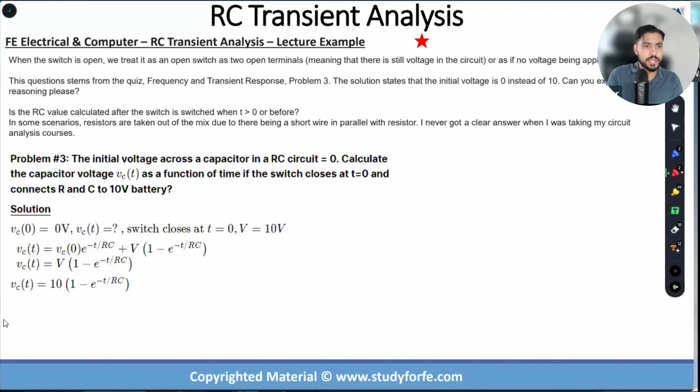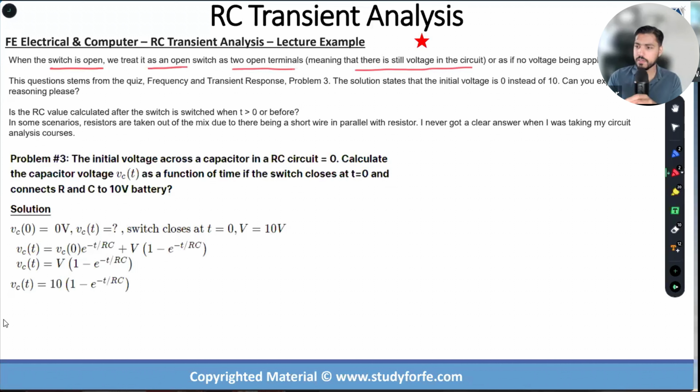The student is saying that when the switch is open, we treat it as an open switch. There's no rocket science, pretty simple, straightforward, as two open terminals, meaning that there is still voltage in the circuit. Well, let's see how the question evolves, right? There's still voltage in the circuit.